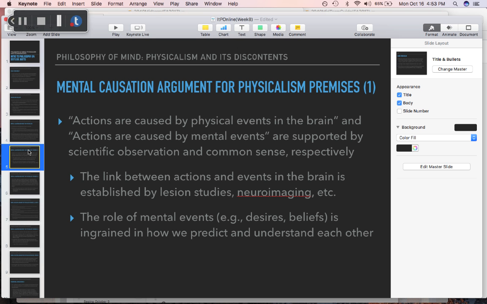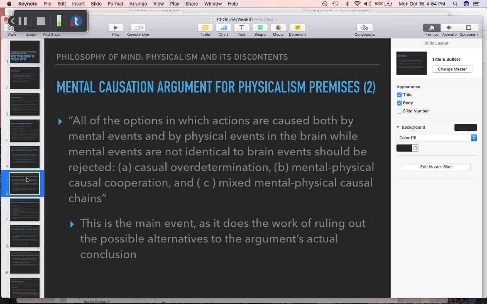So there's evidence for this kind of stuff, right? There's at least evidence for the physical events. We can do neuroimaging and lesion studies to show the connection between physical events and actions. And then, as I said, the way that we explain stuff and predict behavior, to a certain degree, a great deal of psychology and counseling is based on this idea that mental events do causal work. So those should be pretty straightforward.